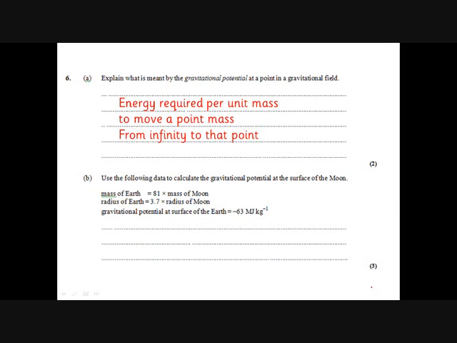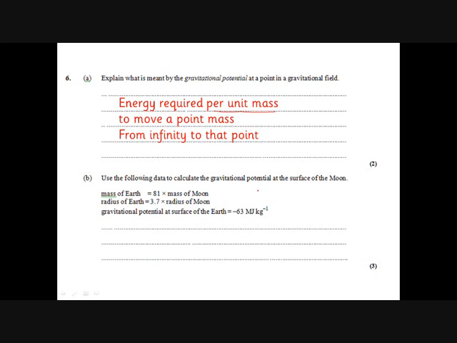Okay, gravitational potential, important that you learn this definition. So it's the energy required per unit mass. Don't miss this bit out because it's going to be in joules per kilogram. So it's per unit mass, or per kilogram, to move a point mass from infinity to that point. It always seems like a very strange definition because, of course, it won't take any energy at all to move from infinity to that point. It's going to fall, but that's why we get a negative number.